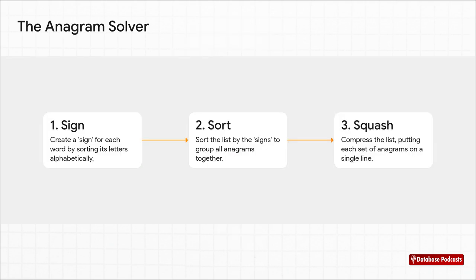A classic example of this is a program that finds all the anagrams in a dictionary file. Here's how it works. First, a program called Sign takes each word and creates a signature for it by sorting its letters. So silent and listen both become ILNST.